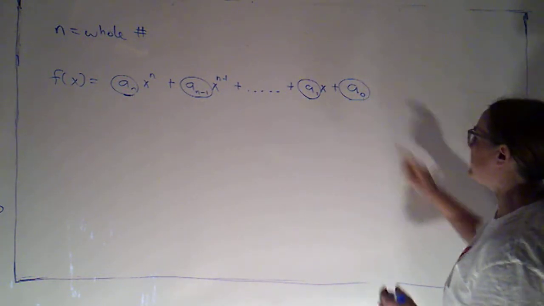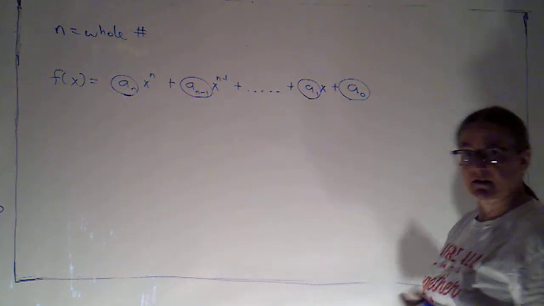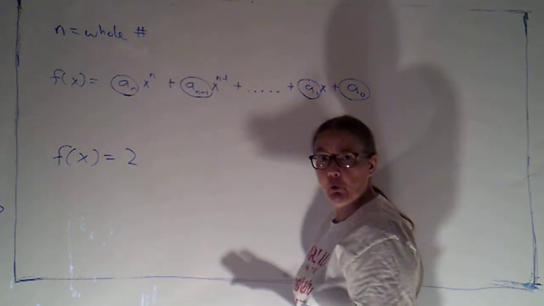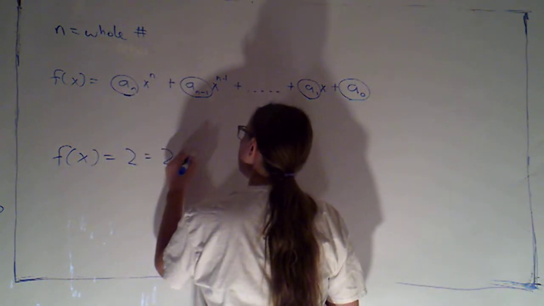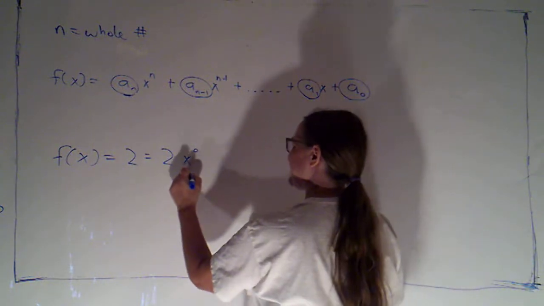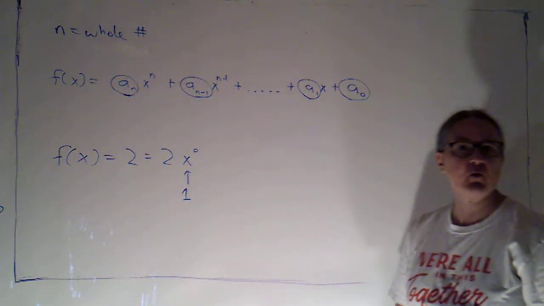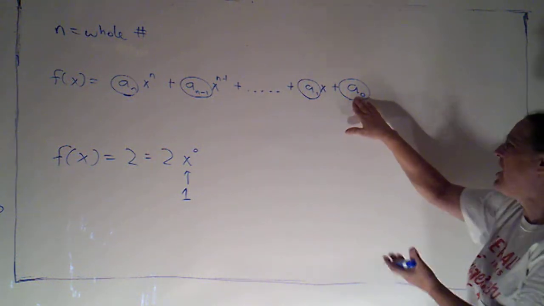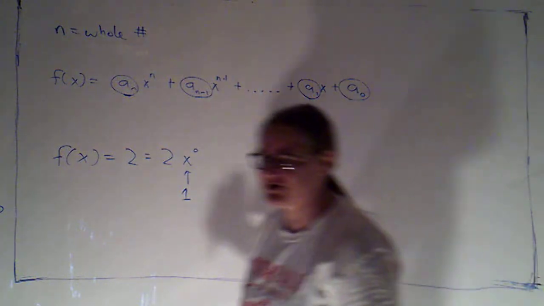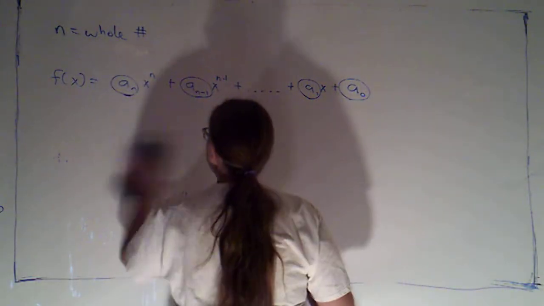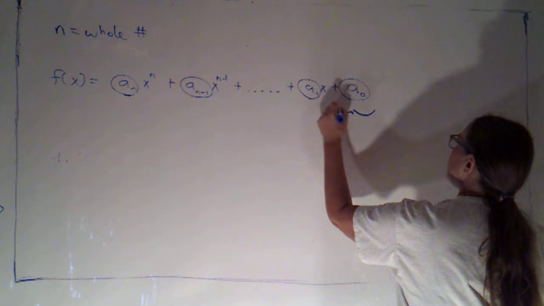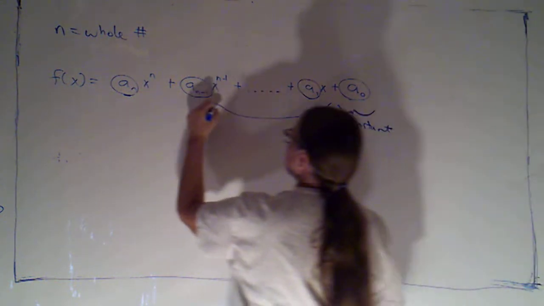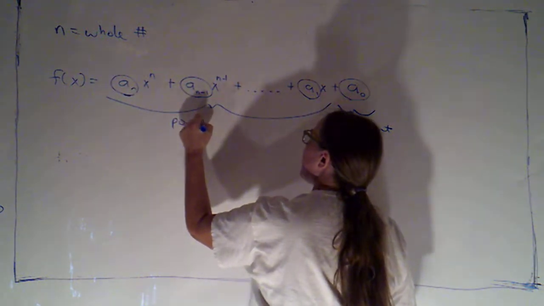Notice a sub 0 would just be a constant, but notice if I had something like f of x equals 2, that's the same as 2 copies of x to the 0, because x to the 0 power is just 1. So I can almost think of this as the coefficient in front of x to the 0, although we usually just call it the constant term. So here, this would be my constant, and assuming that n is 1 or more, these guys would be my power functions.